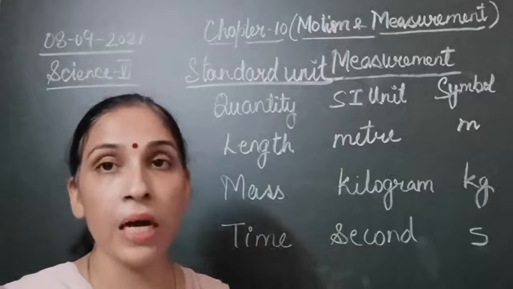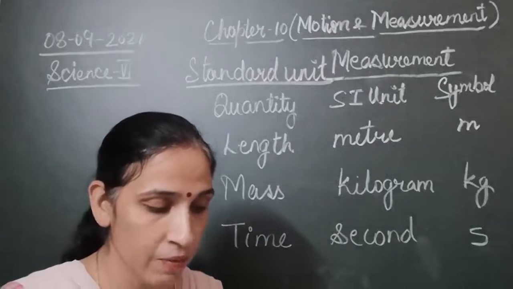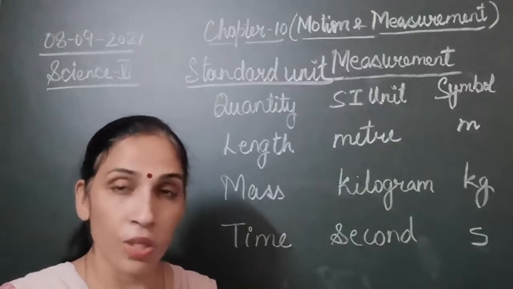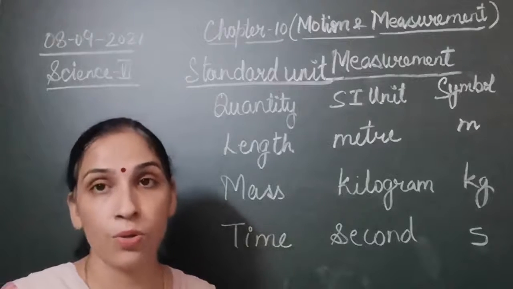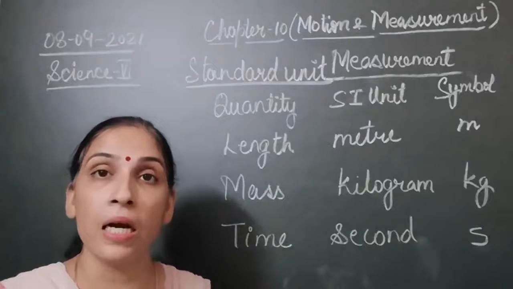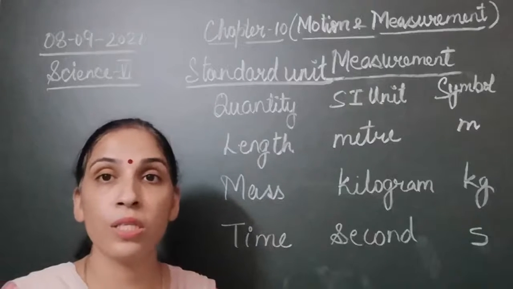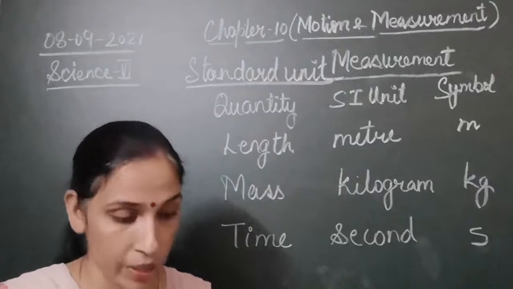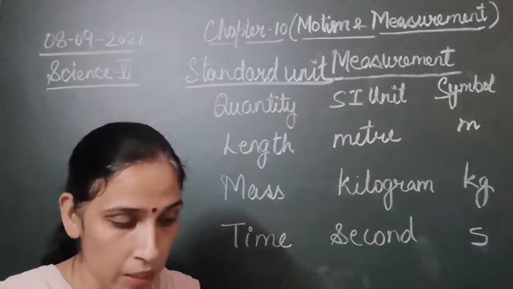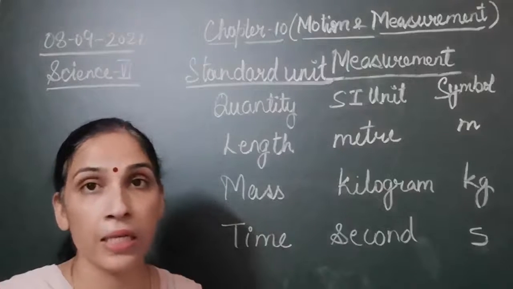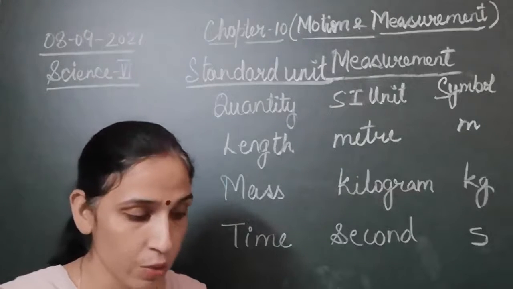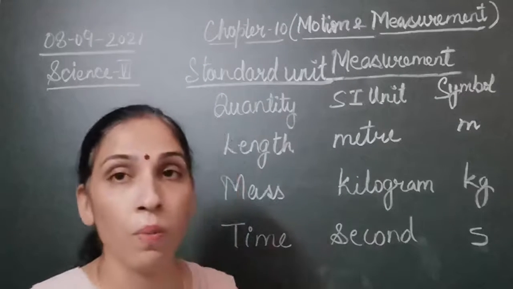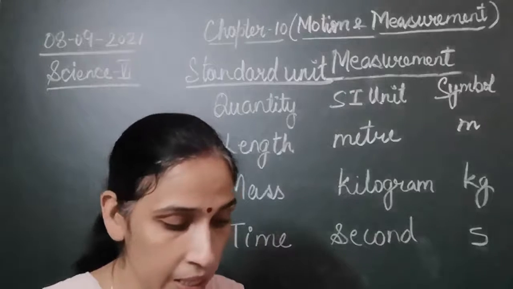Until about 1800 AD, different units were used for measurement in different countries. This did not happen in our country only; it happened in other countries also. They were also using measurements which were not accurate and not the same everywhere. This created a lot of problems in commercial dealings.